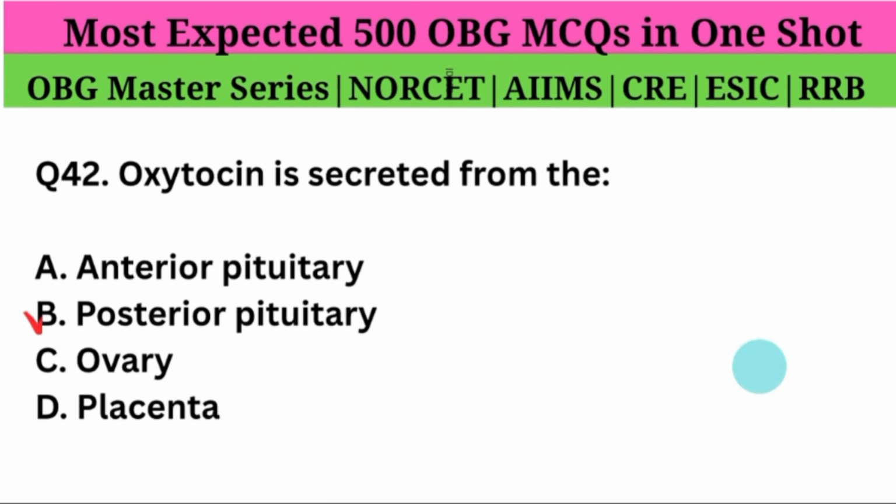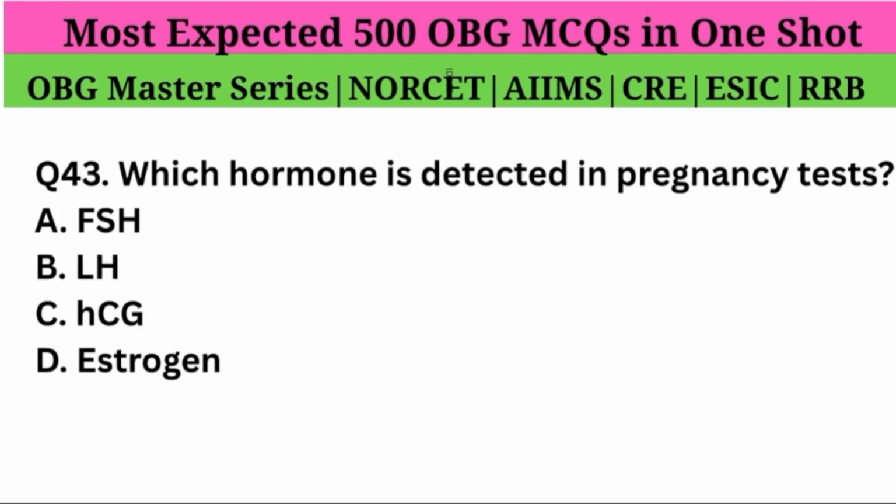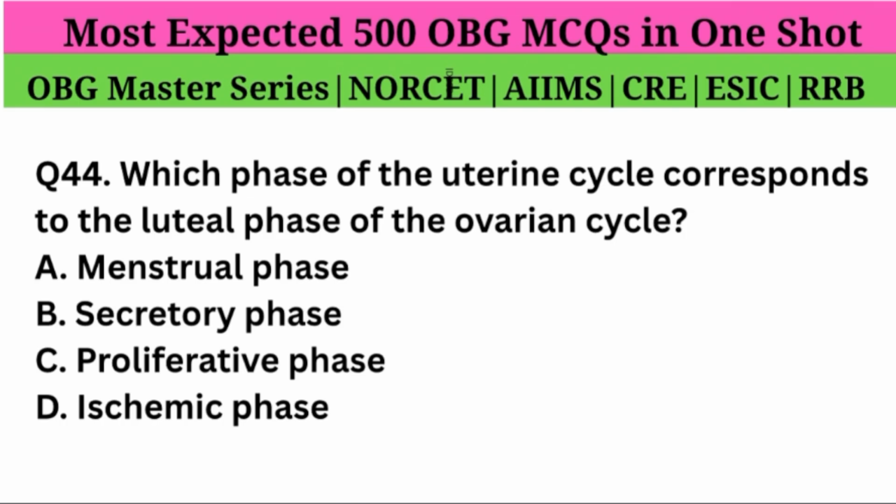Your correct option is option D, posterior pituitary. Next question. Which hormone is detected in pregnancy test? Your correct option is option C, HCG. Next question. Which phase of the uterine cycle corresponds to the luteal phase of the ovarian cycle?